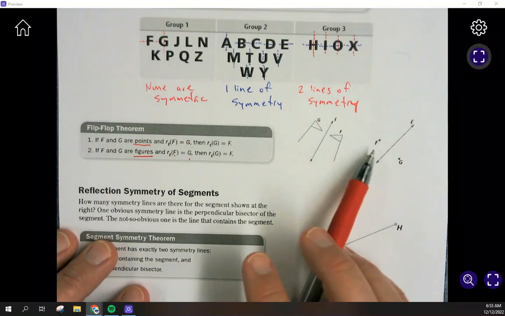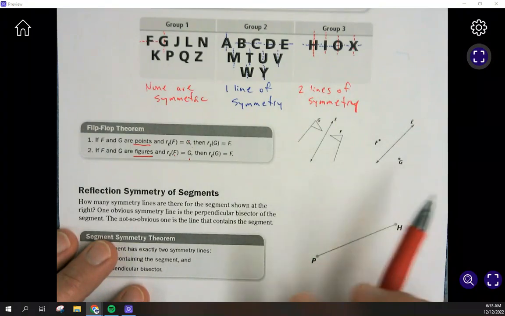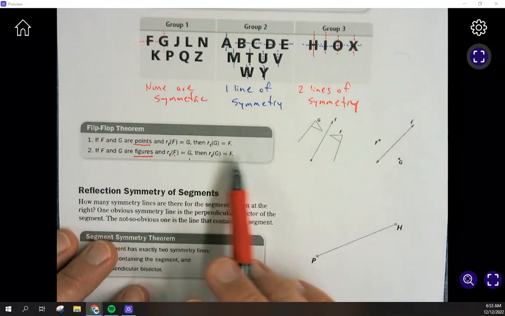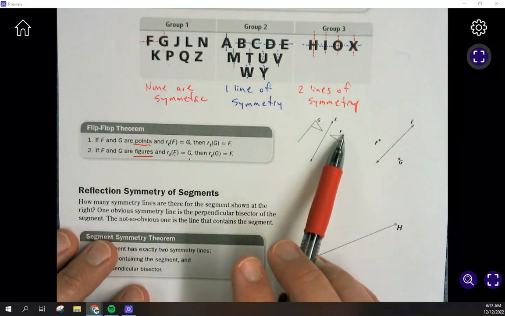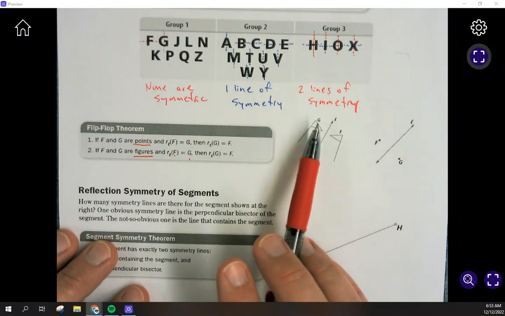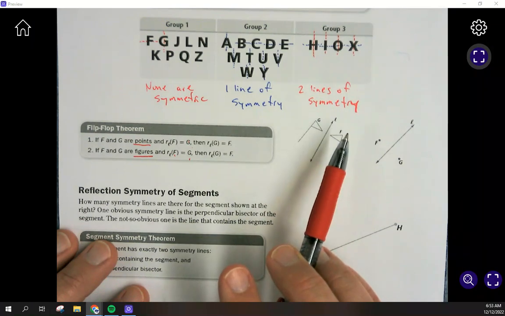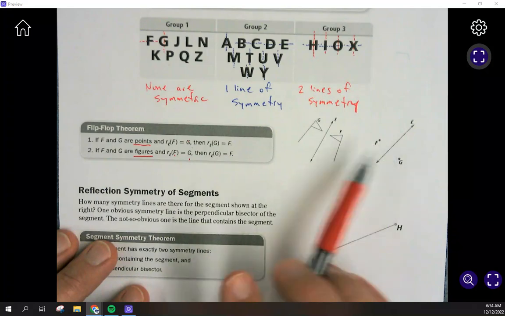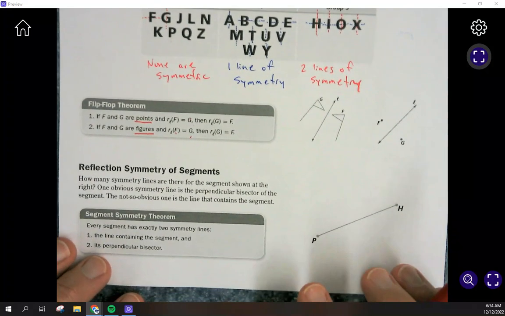So just want to make sure it's not something that you in your mind think is specific to just points or just figures. They're all going to fall under this. So if I reflect f over line L and I get g, if I go ahead and reflect g back over line L, I get f back where I started. And this will hold true both for points and for figures.